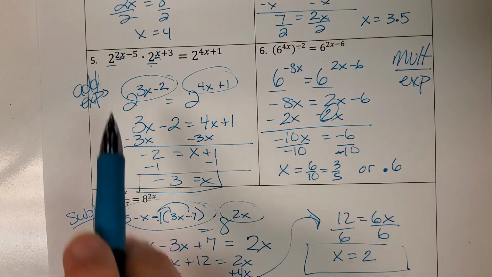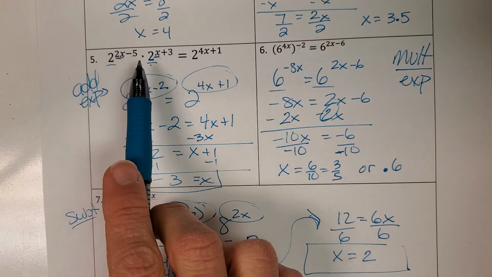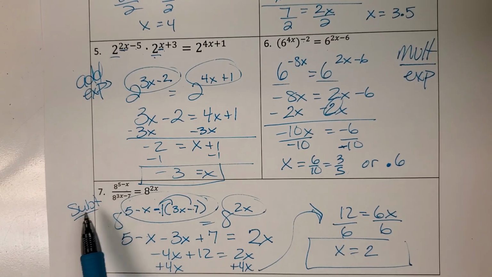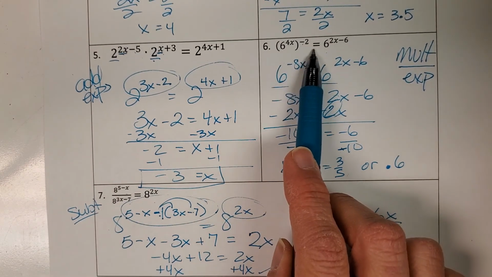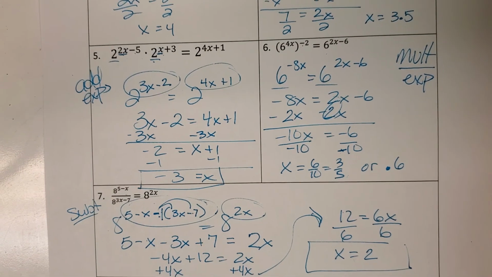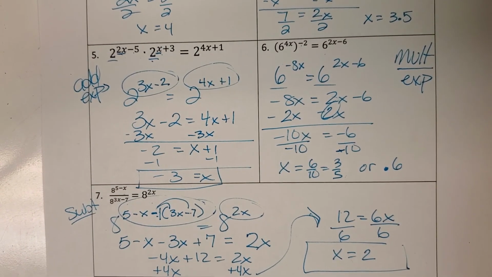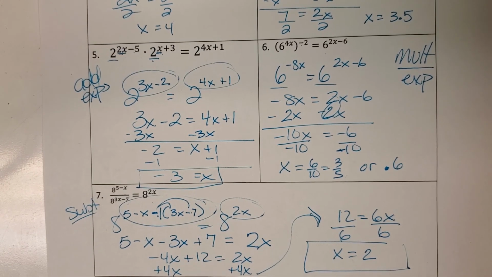And when there isn't one base on each side, you have to ask yourself, multiplication, then I add exponents. Division, then I subtract exponents. Power of a power, then I multiply exponents. So you're always using those rules to figure out what you have to do to simplify it, set up the equation, and then get the answer.